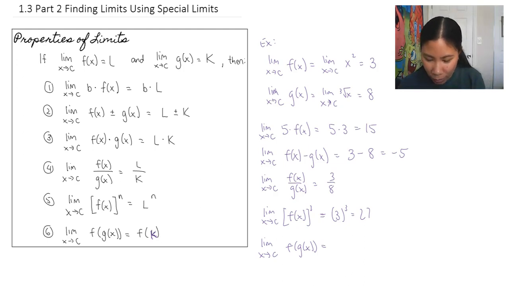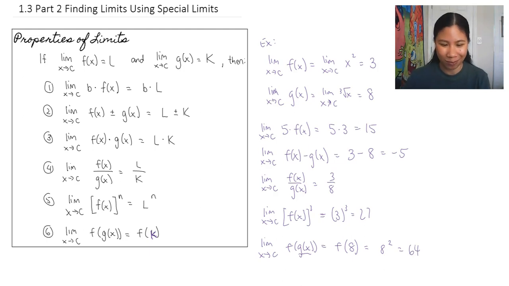So we start with our inside, whatever's inside the parentheses, because PEMDAS says do parentheses first. So we're really just looking for the limit of g of x, which we know was 8, and then plug that into our f equation. So when we're finding the limit here, it eliminates the need for us to find f of g of x entirely, because f of 8 would just be 8 squared, which is 64, and then that's it.